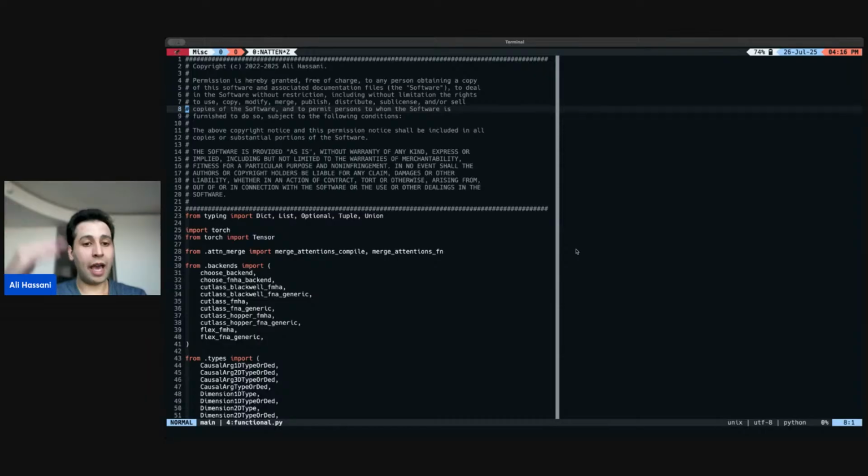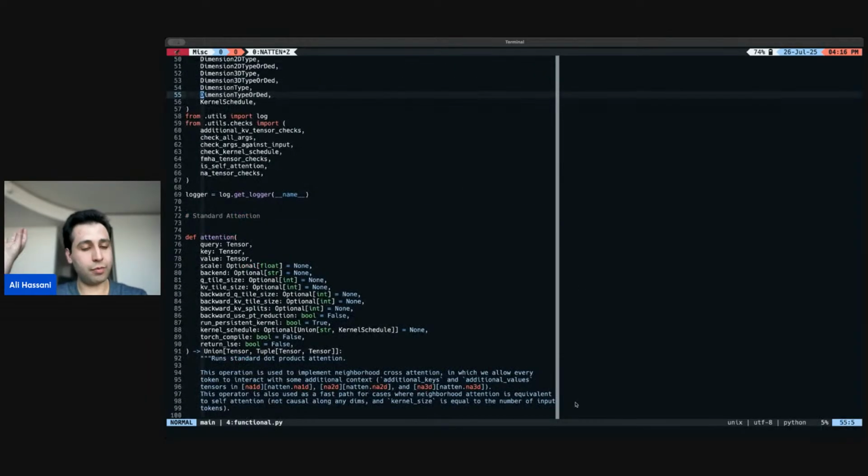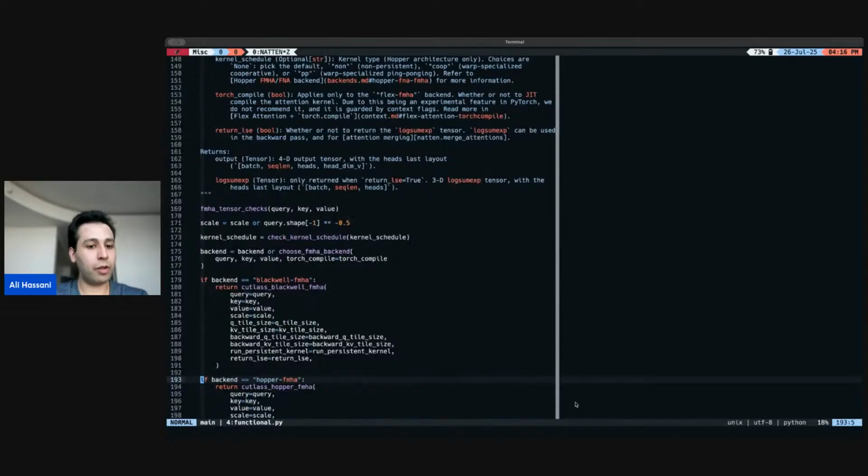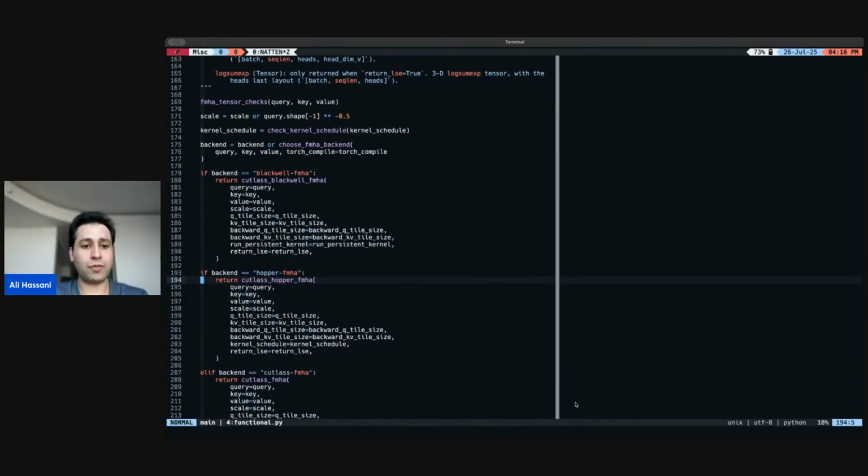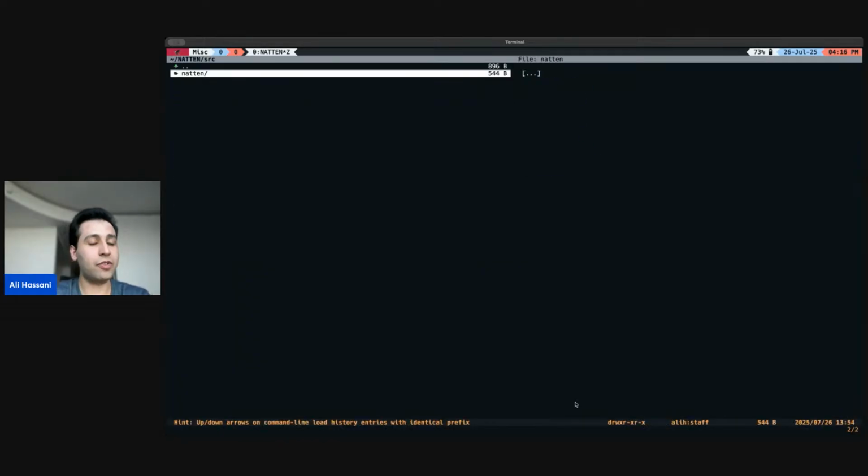So within NATTEN, how we separate out all these concerns is that the entry point, those attention and neighborhood attention functions that we have, basically just check all of your inputs and make sure that the backend is supported if you're specifying a backend, and if not, we'll select a backend for you. And then eventually they'll call into the individual functions for those backends. So if you choose Blackwell FMHA and your device supports it, or if it's chosen for you because you didn't specify anything, it'll call that, and similarly everything else.